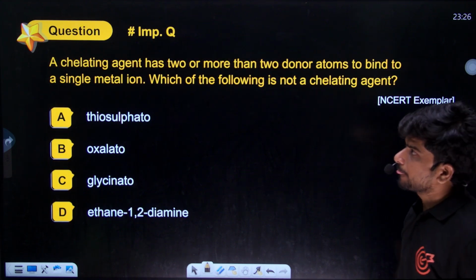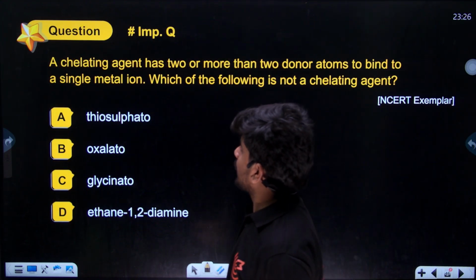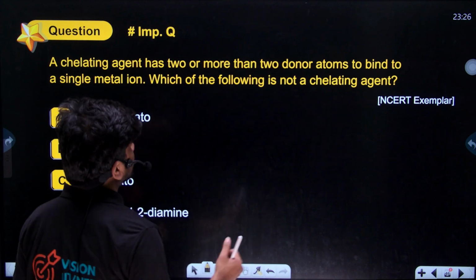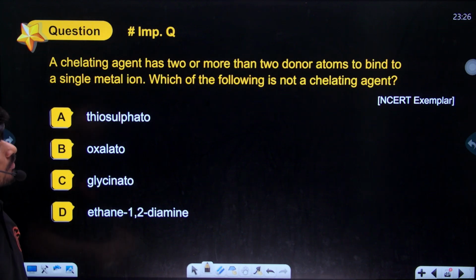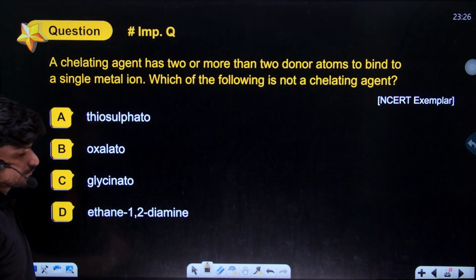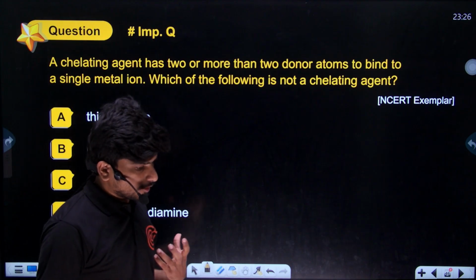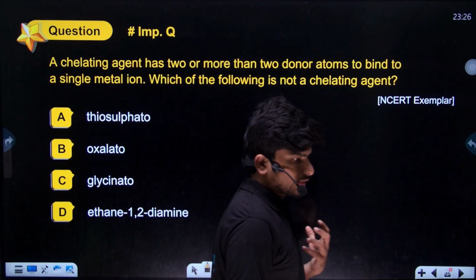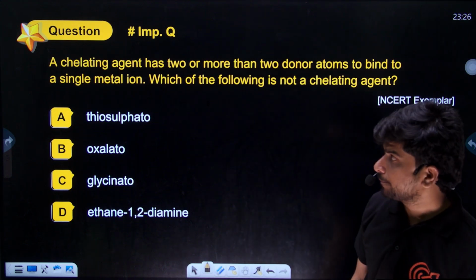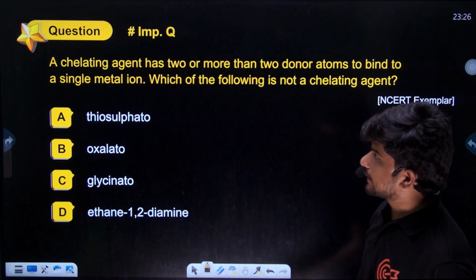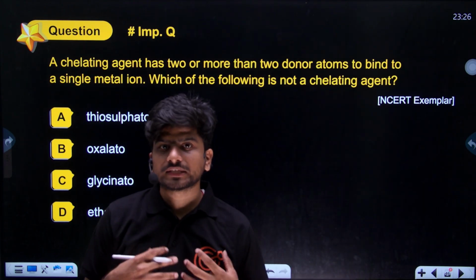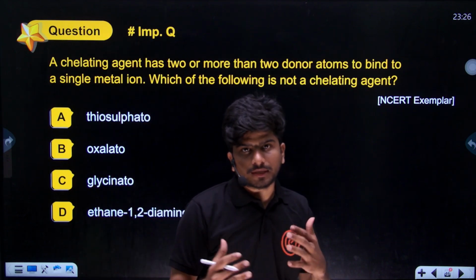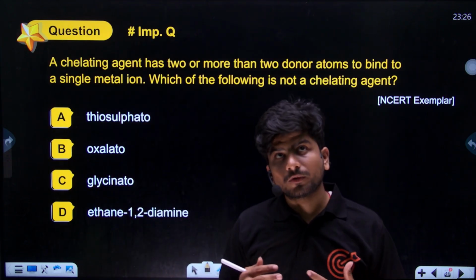Next, let us see. A chelating agent has two or more than two donor atoms to bind to a single metal ion. Which of the following is not a chelating agent? You need to understand first what is chelation. We'll come back to this point in the next slide. But first you need to understand that a chelating agent is something which makes your compound more stable.